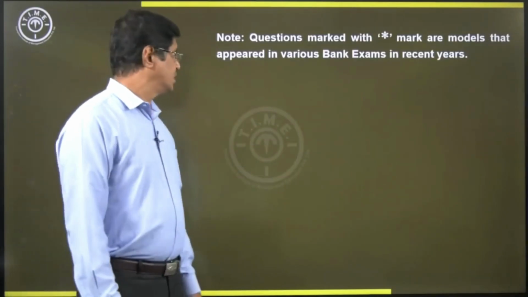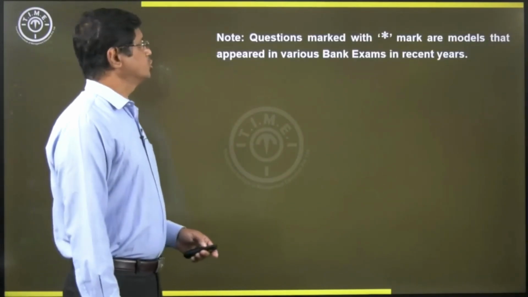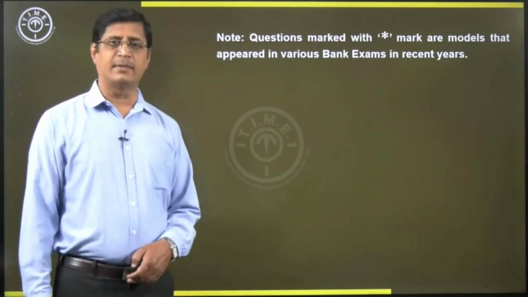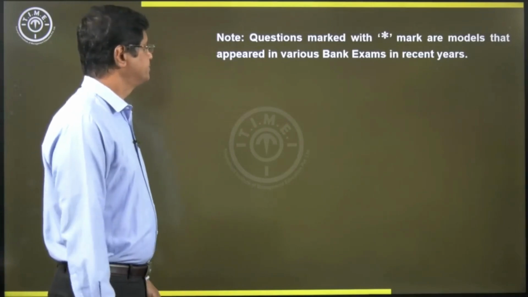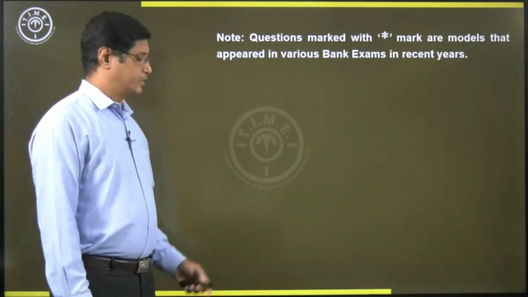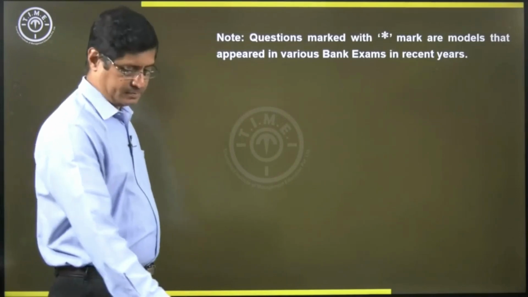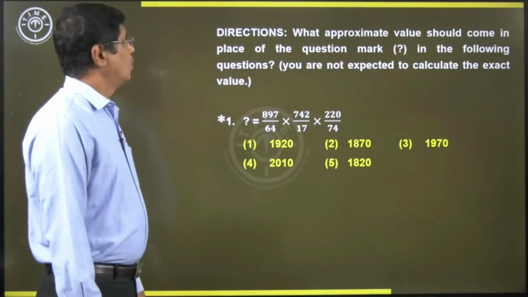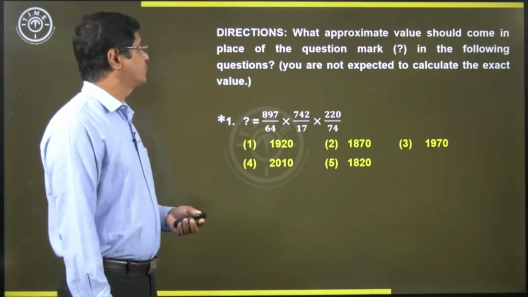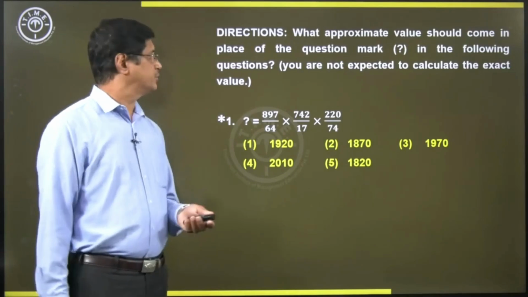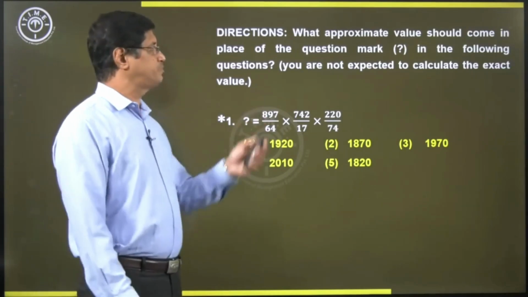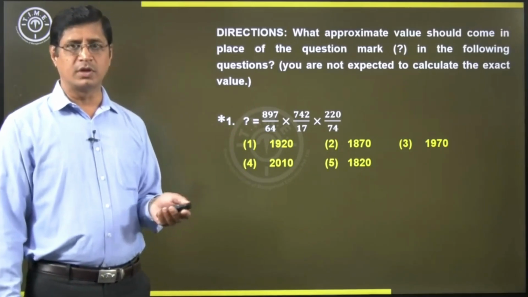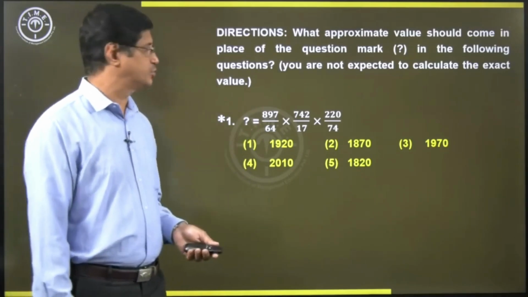Now look at the direction note here. Questions marked with the star mark are the models that appeared in various bank exams in recent years. Look at the directions. What approximate value should come in place of question mark in the following questions? You are not expected to calculate the exact value. Here, approximate values need to be considered in order to simplify these questions.